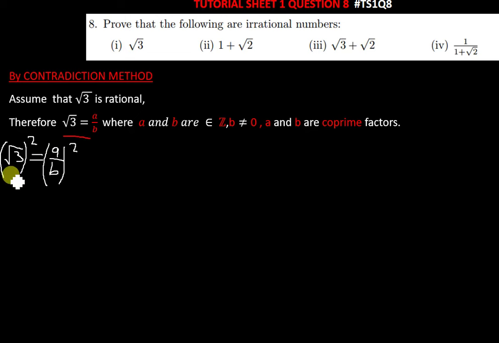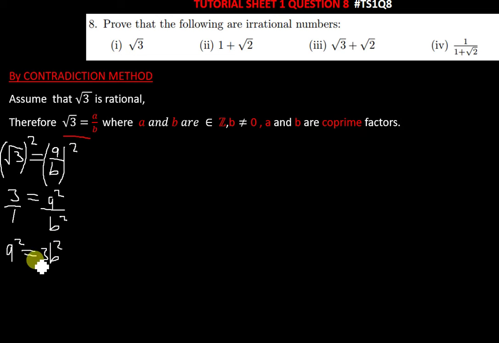Once we square both sides, we remain with 3 on this side. 3 is equal to a squared over b squared. Here we cross multiply. This is the same as 3 over 1. First, a squared times 1 gives a squared. And 3 times b squared gives 3b squared. So a squared is equal to 3b squared.